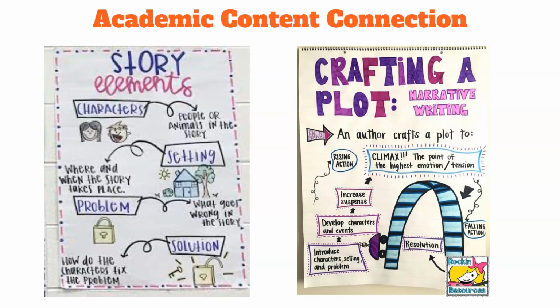So this is the second type of connection, which was the academic content connection. And I thought about how we scaffold skills and spiral skills for students. So like the first anchor chart would be something you would see in a kindergarten, first grade, or second grade classroom, where they're learning about story elements. They are able to identify characters in a story. They're able to identify the setting in the story, and the problem and the solution.